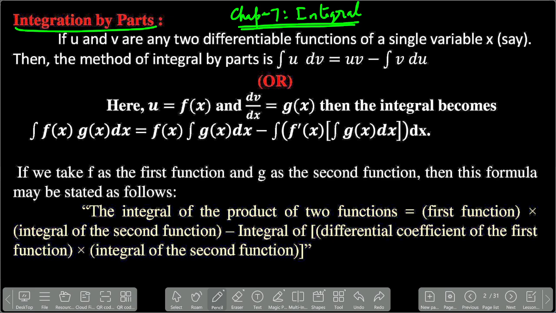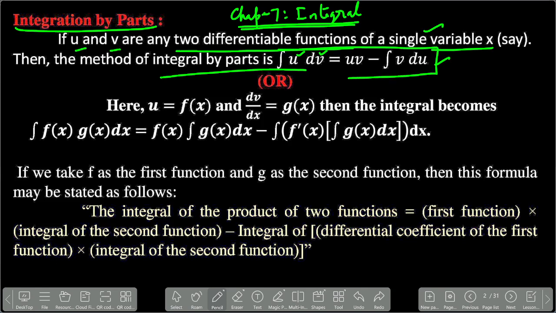u and v are two different differentiable functions of a single variable, that is a must. Single variable, we can take here x. Then the method integral by parts we can apply here: integral u dv equal to uv minus integral v into du. So 99% of higher studies, they are going to apply this formula only.